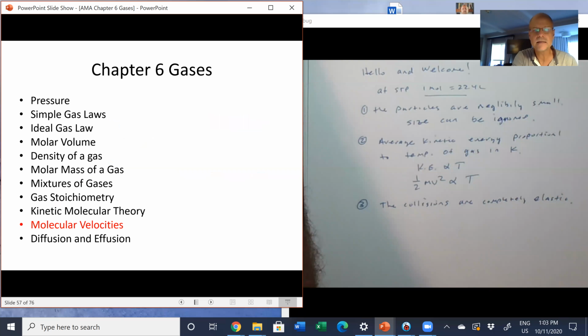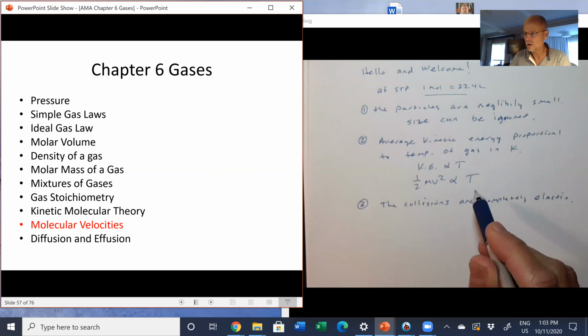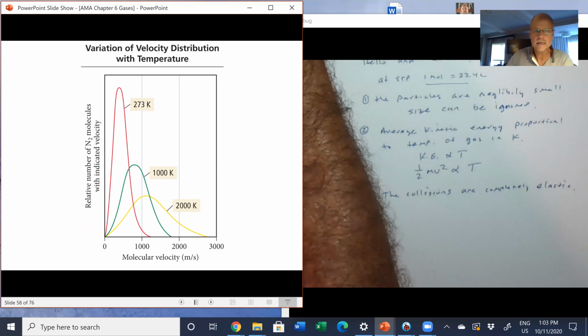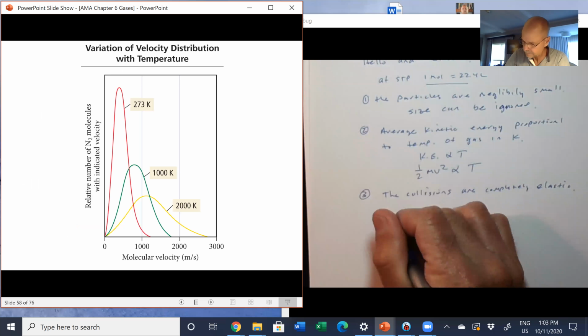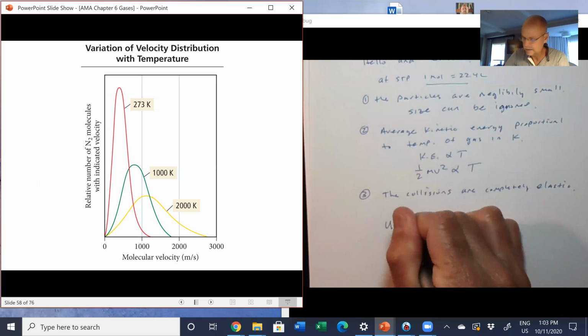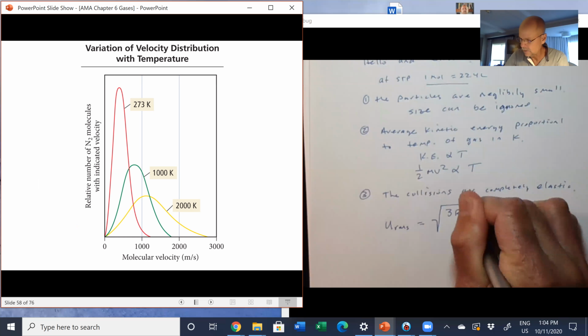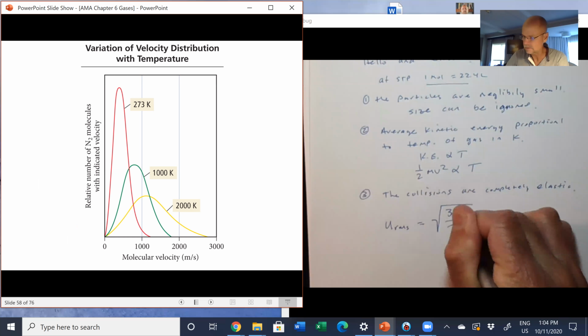And one of them is molecular velocities. Since we know that 1/2 mv squared is proportional to temperature, we can actually get a relationship between the velocity for a molecule at a given temperature. So that equation is this. URMS is equal to the square root of 3 RT over the molar mass, okay?